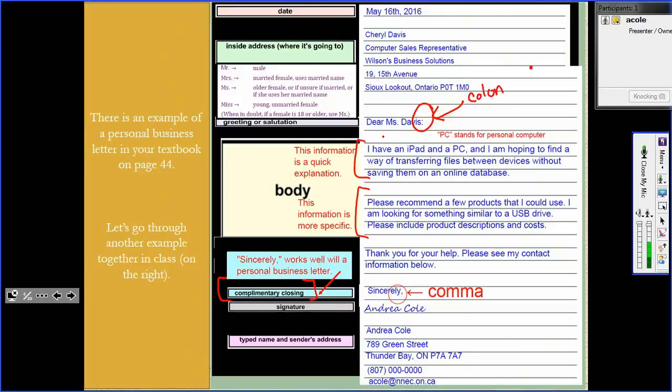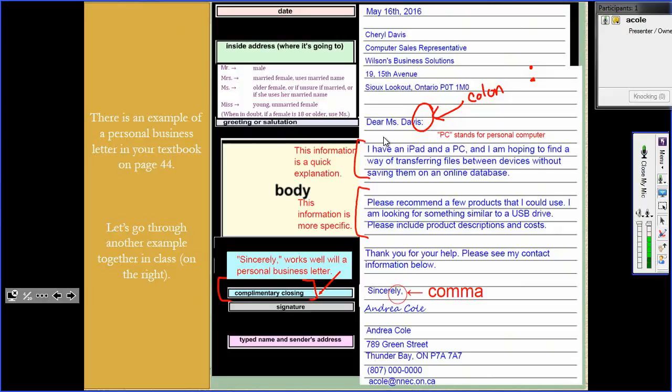So colon looks like 2 dots, in case anyone can't see that. So you want to make sure that you put a colon there. Now, some of you might be wondering, well, how did I know to address it to a Ms. Davis? Well, I put some notes here on the left. This is extra, this isn't in your textbook.